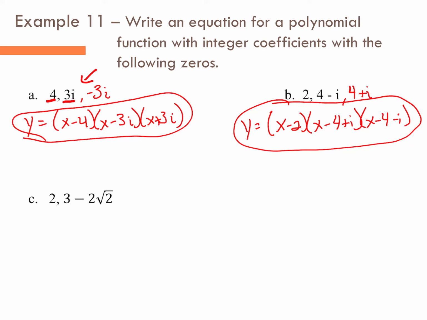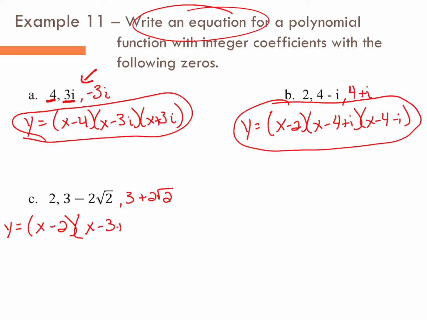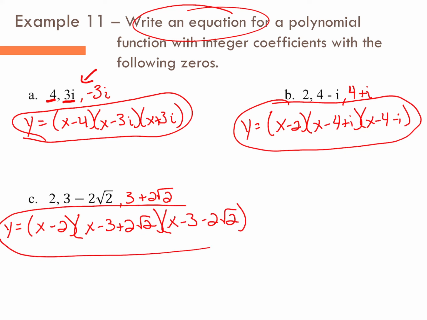Same thing happens on part C when I have a radical. I can't just have one. So if I know 3 minus 2 radical 2 is a zero, that means 3 plus 2 radical 2 is also one. So we put them into our factors the same way, write an equation. If you ever see the words write an equation, you need an equal sign. So y equals x minus 2, x minus 3 plus 2 radical 2, and x minus 3 minus 2 radical 2. So in your homework, it will ask you to do that and write a polynomial function. Make sure you have your equals in there just to be on the safe side.